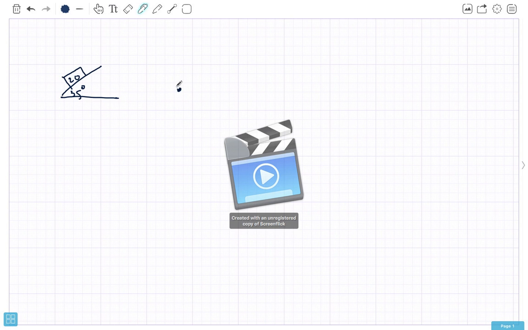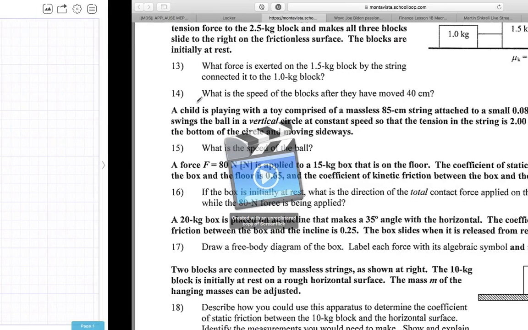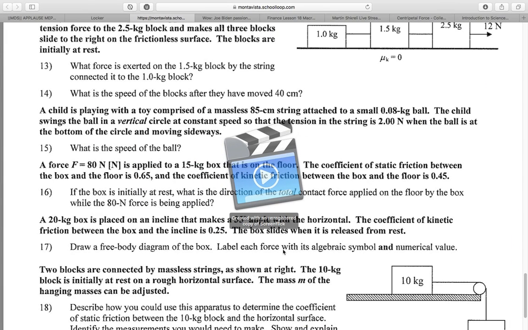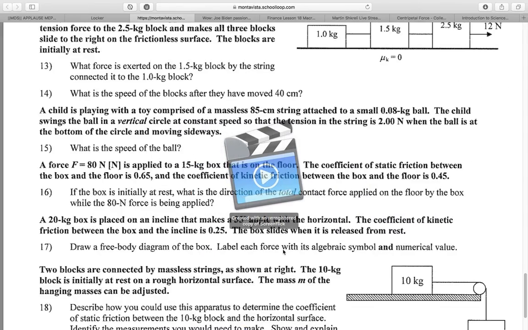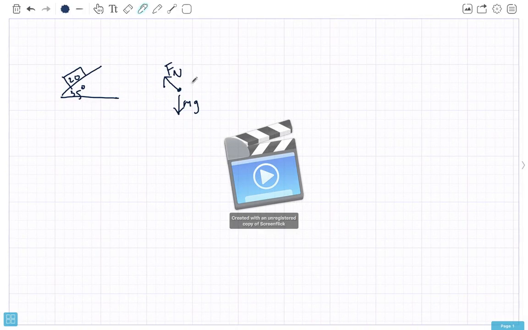You're going to have your normal force, and we're going to have our mg this way, and I want us to label each force with an algebraic symbol and numerical value. All right, so you have to find, okay, you actually do have to find the numerical value. Cool. We have that.